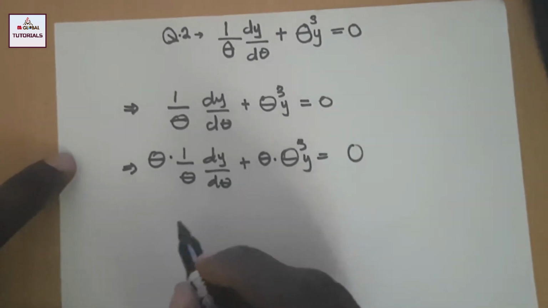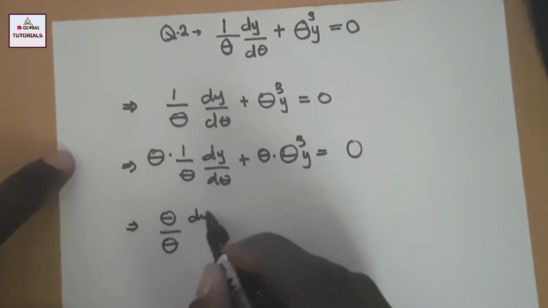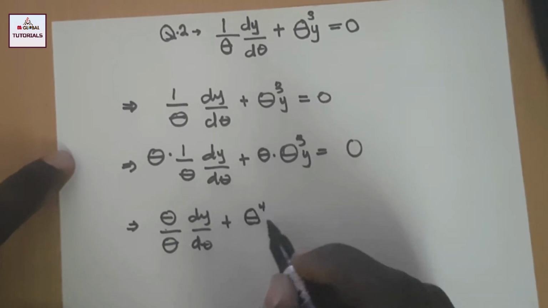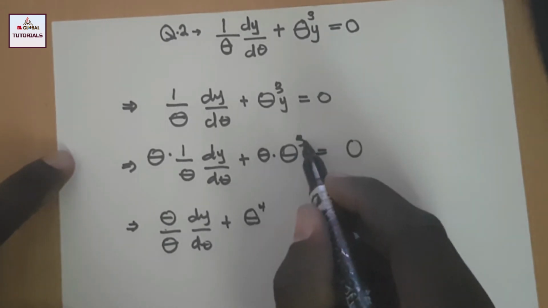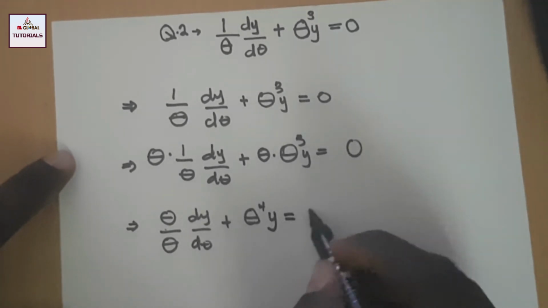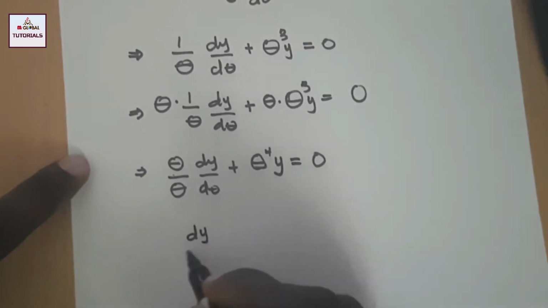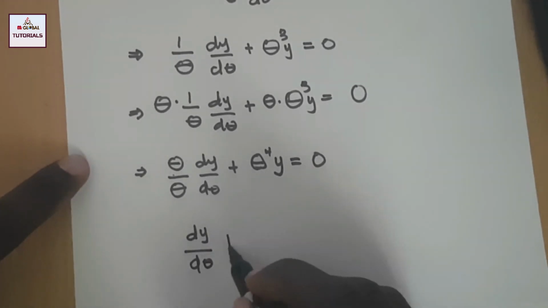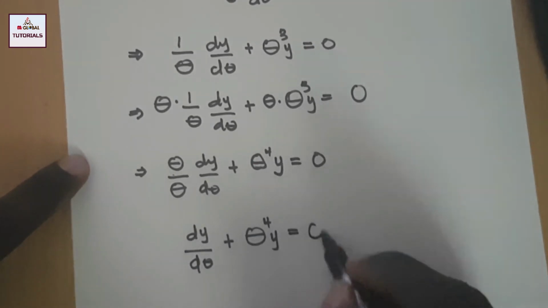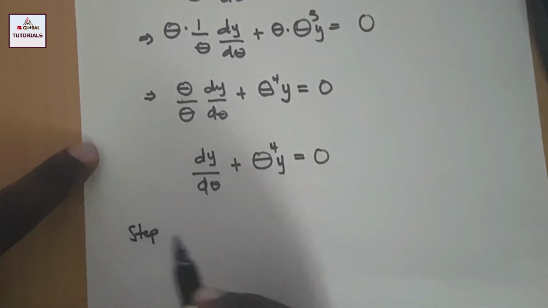When you multiply this by this, it gives us theta over theta dy over d theta plus theta to the power 4 y. You multiply this by this, it's already power 3, so when you multiply by theta, it gives theta 4. So y equal to 0. Theta over theta gives us 1. So we've reached the standard form, which is dy over d theta plus theta to the 4 y equal to 0. Very simple. And this stage, we call it step 2 or stage 2.